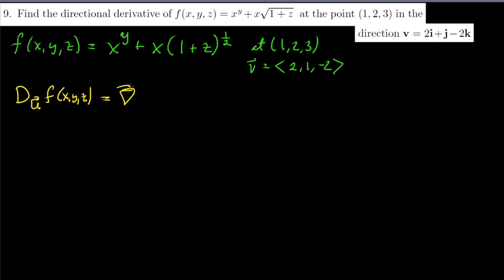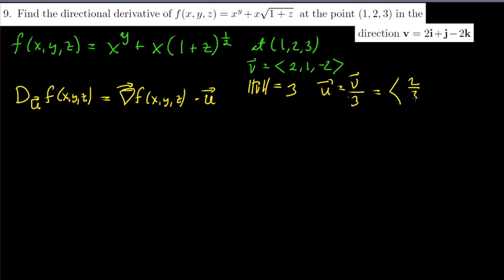It's really just the gradient of f at your specific point, and then take the dot product with u, which is the direction of the vector. Now, we're given the vector v is (2, 1, -2). However, that's not a unit vector. When you're using this formula, u has to be a unit vector. So let's take the magnitude of v, which is 3. So u is just v divided by 3: (2/3, 1/3, -2/3). Okay, so that's my u.